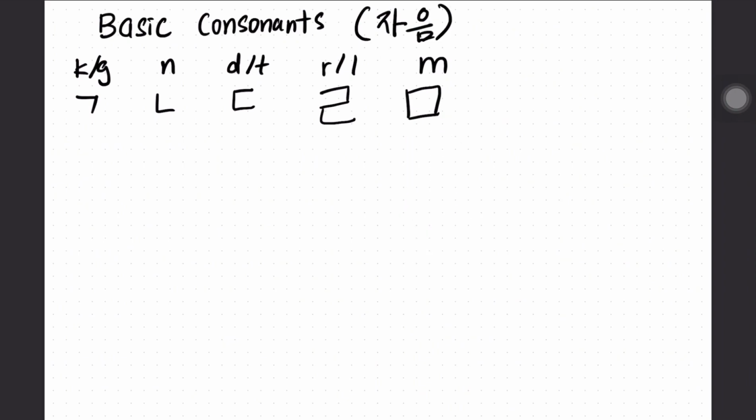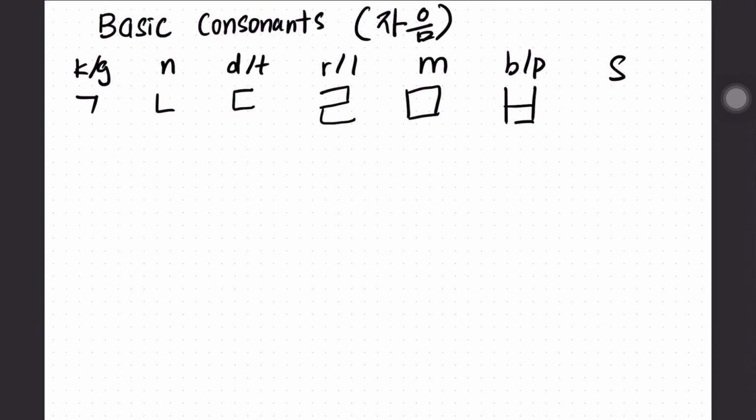And the next one, between B and P. Okay, it's our beep. So the way to write it is 1, 2, 3, 4. Very simple. 1, 2, 3, 4. Very simple, right? Okay, and the next one we have S.